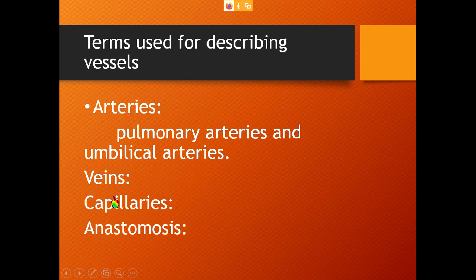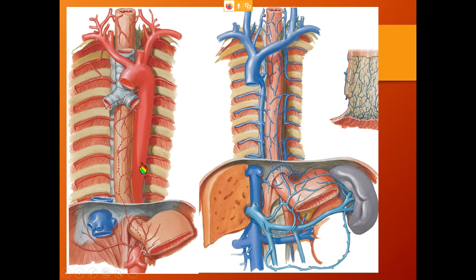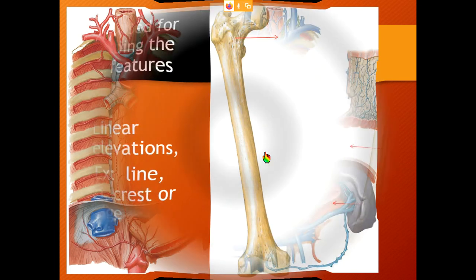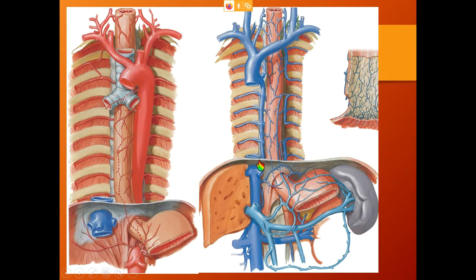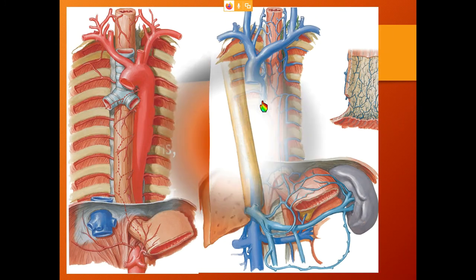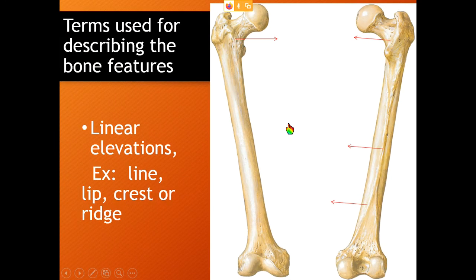Capillaries are the junction between arteries and veins. The communication between arteries and veins is called anastomosis. Here we are seeing the artery and its branches. Clear? Then here you can identify the veins and their tributaries. The small veins join with each other and form the bigger veins.